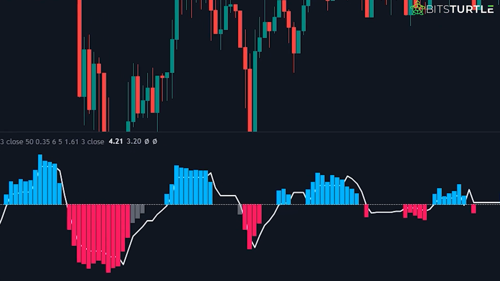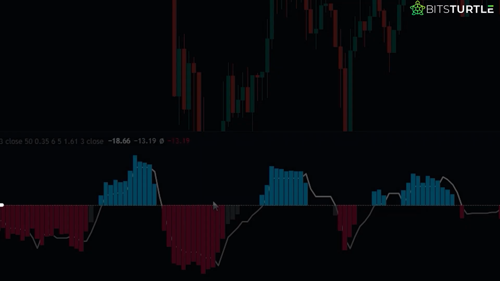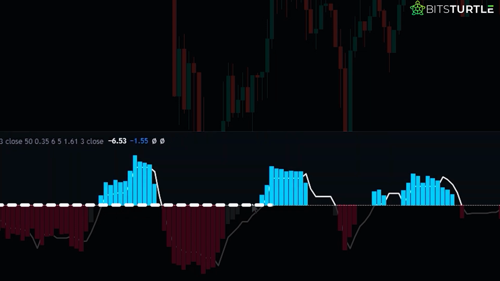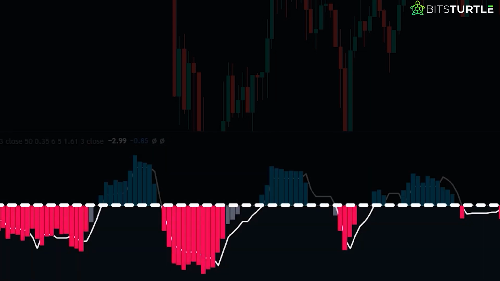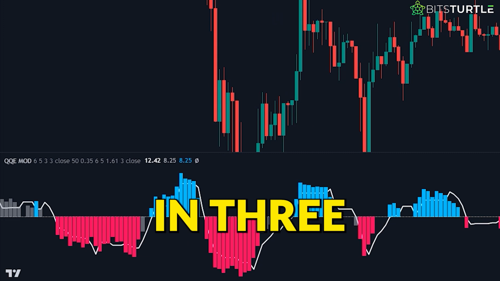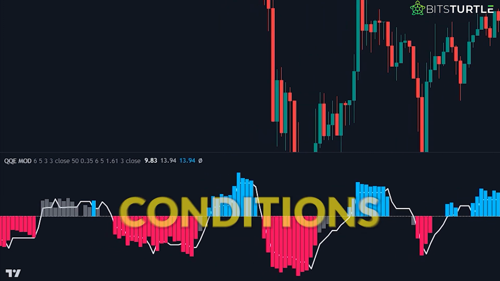Let's start by breaking down QQE Mod. At its core, QQE Mod uses a histogram that fluctuates above and below a center line to depict momentum. The histogram can appear in 3 different colors depending on market conditions.